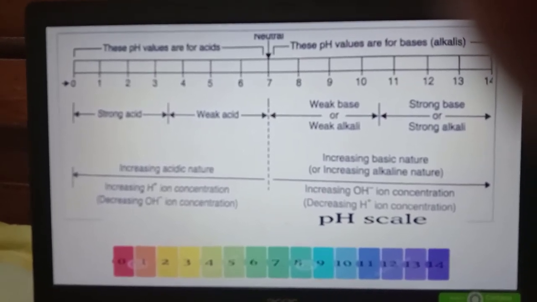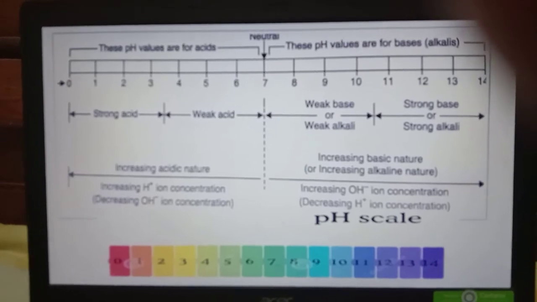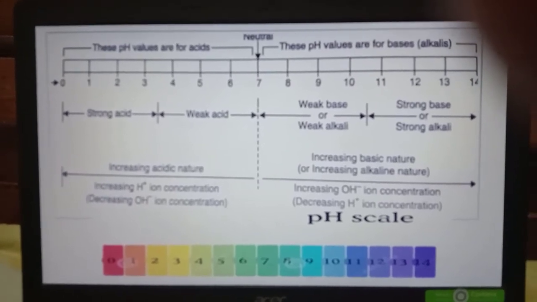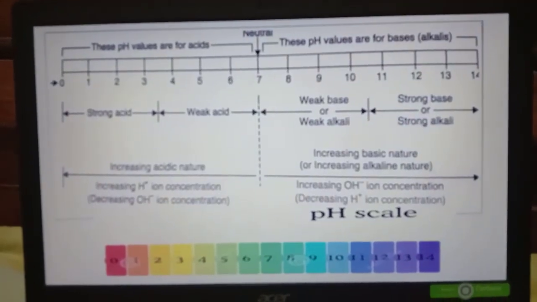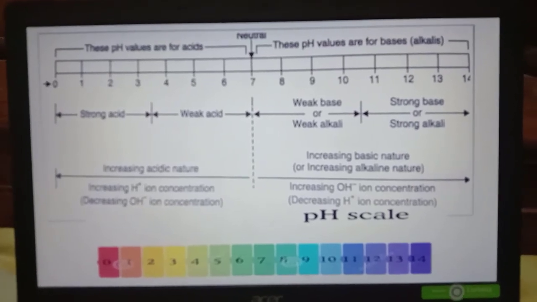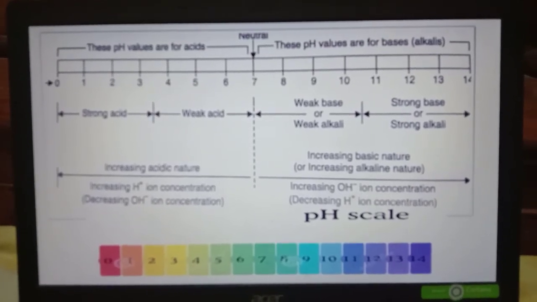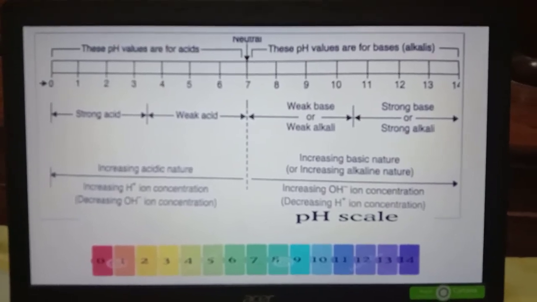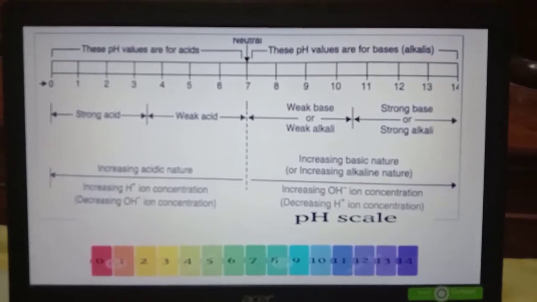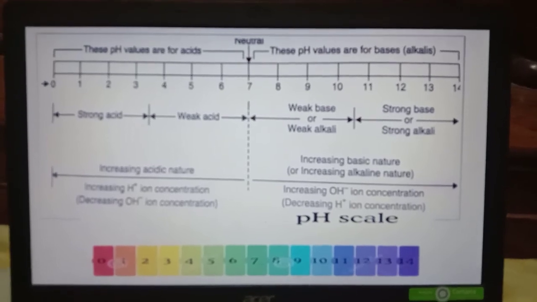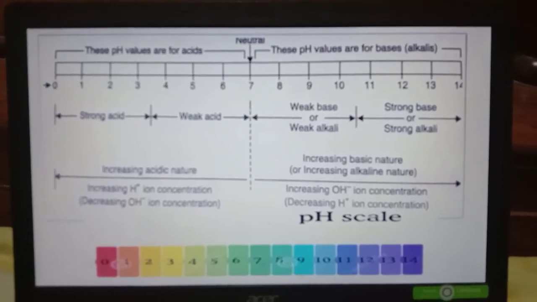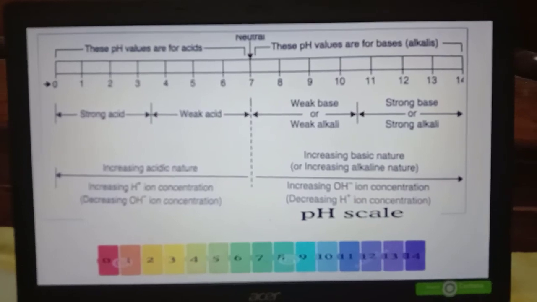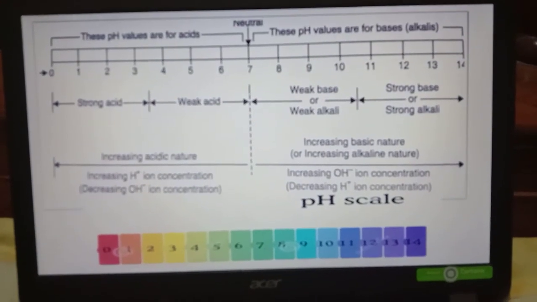As we move from left to right on the pH scale, hydrogen ion concentration will keep on decreasing. As we move from left to right on the pH scale, hydroxyl ions will keep on increasing. Why? On moving from left to right, acidic character is decreasing. On moving from left to right, basic character is increasing. So this is the concept, children.